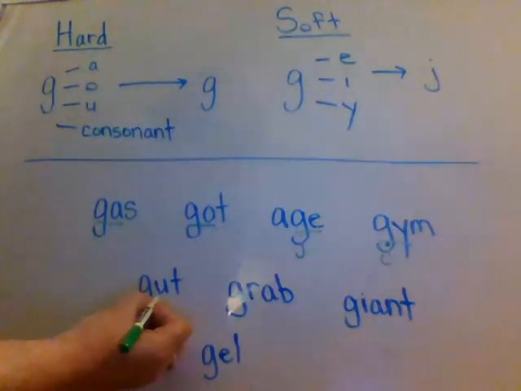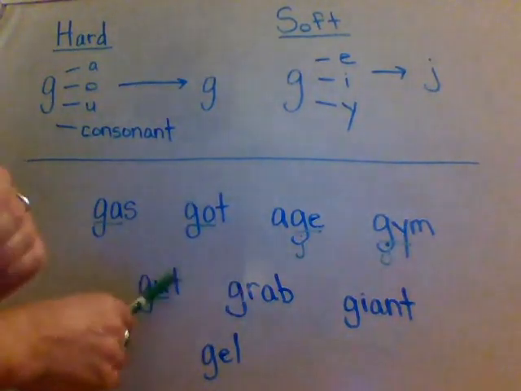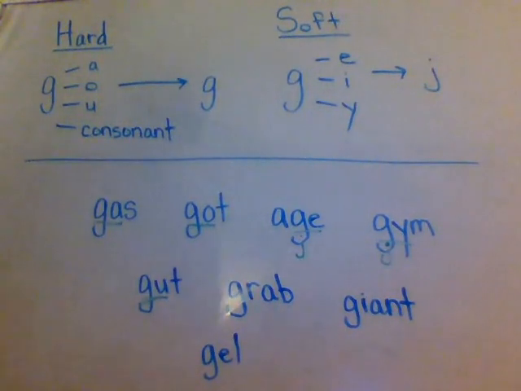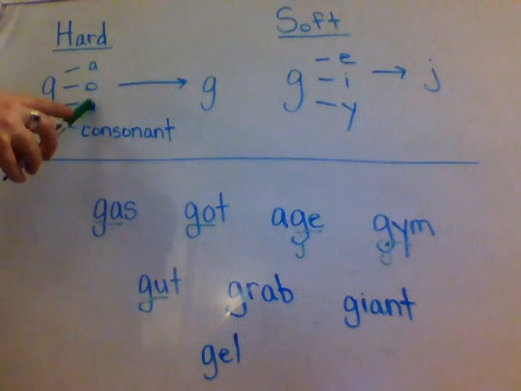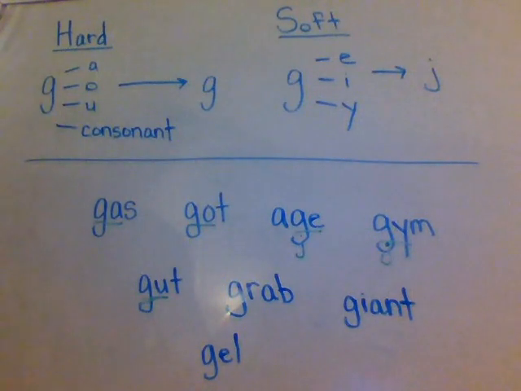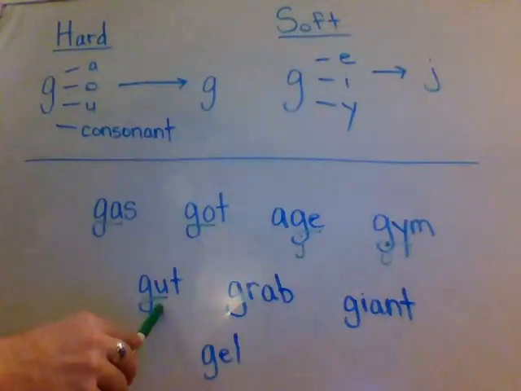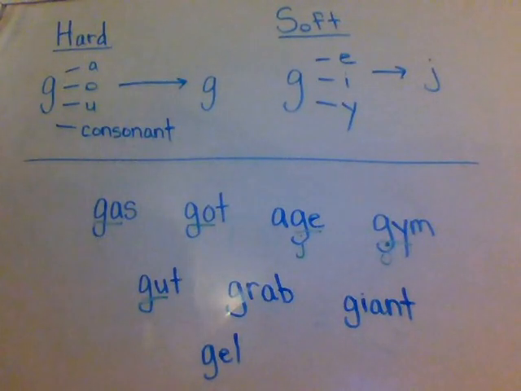Okay, let's keep it going. And let's underline. And we have G before U. Okay, if we look at our rule, when G comes before U, it is hard and says G. Let's read this with hard G. Gut. Like I got punched in the gut or the stomach.